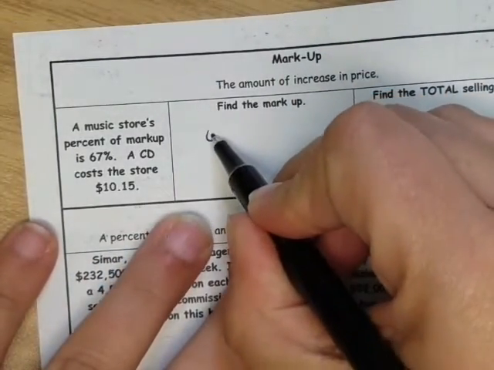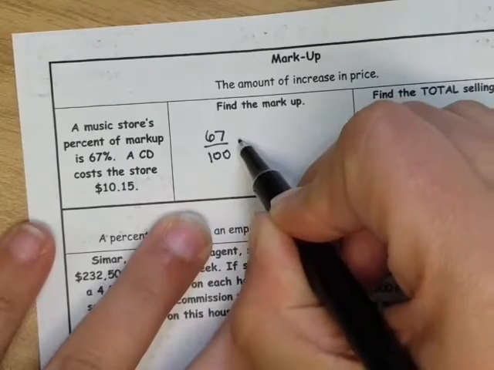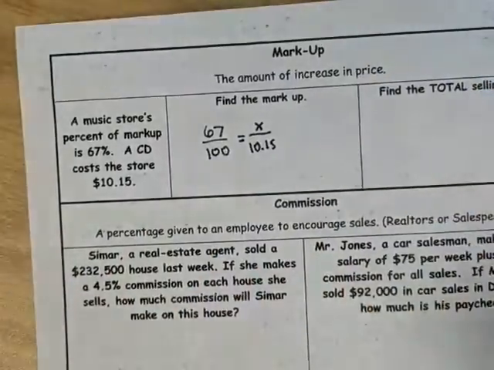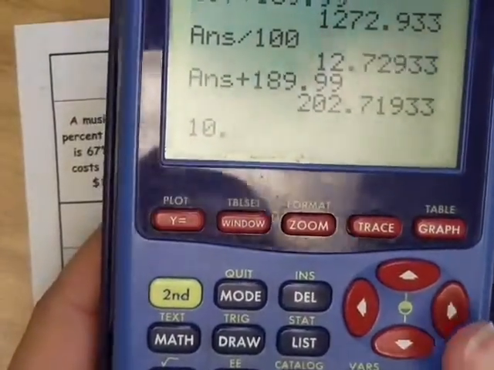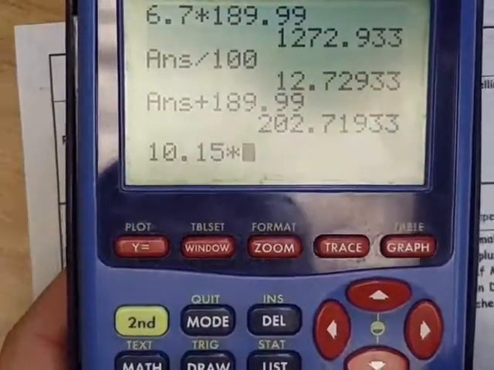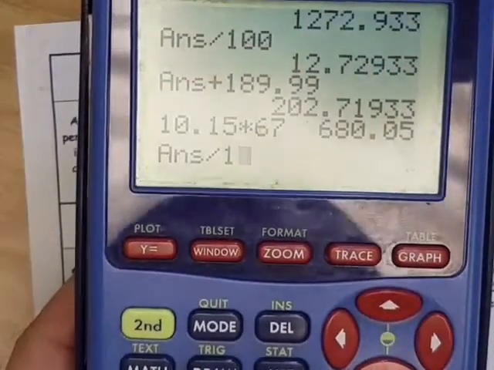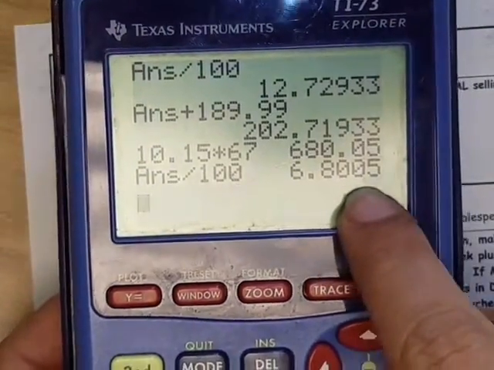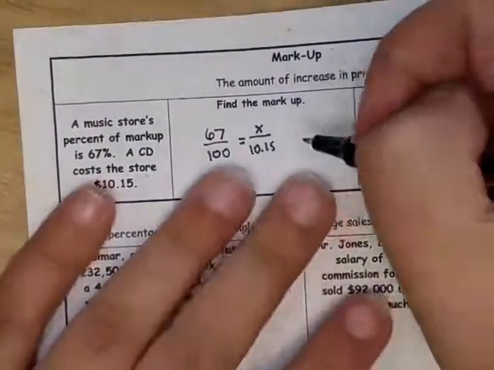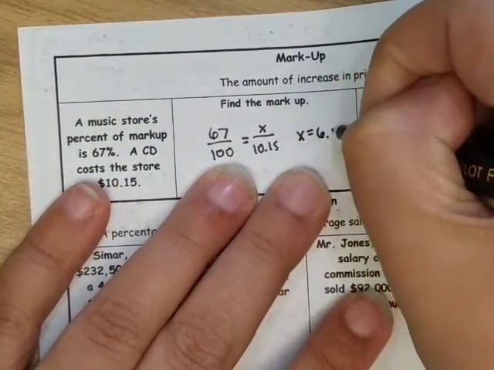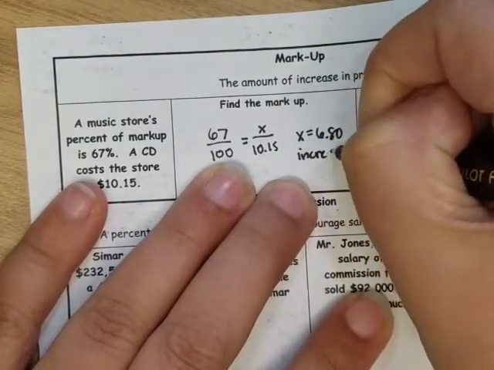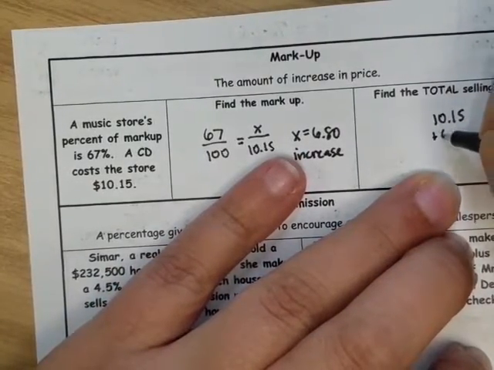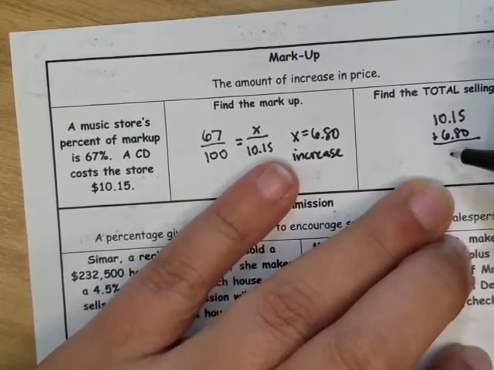All right, so we have 67 out of 100 is equal to what out of 10.15? And then you could do your cross multiply and solve. And I'll show you a much faster way to do this in just a second. And then divide by 1. So $6.80, because we look next door and that's a 0, so $6.80. So we're going to mark it up, we're going to increase it by $6.80. Okay, so we're going to take the 10.15, add the 6.80, and then we're going to get 16.95.